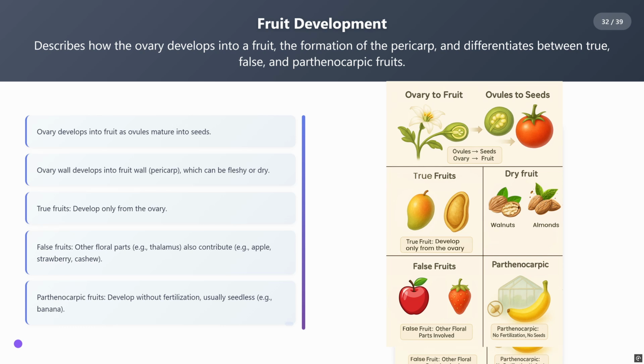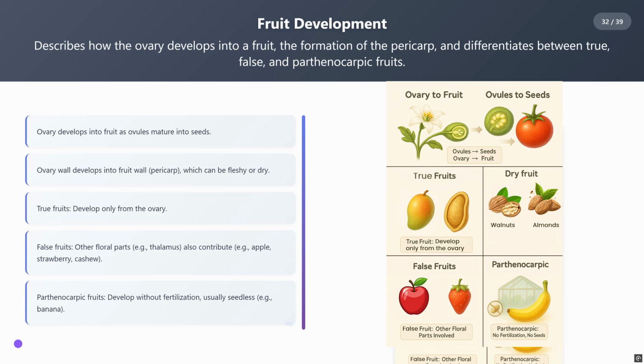Definitely. It's also worth noting the relationship between the ovary and the fruit. Generally, fruits that develop solely from the ovary are called true fruits. But in some plants, other floral parts like the thalamus, the base of the flower, also contribute significantly to the structure we eat as the fruit. Examples include apple, strawberry, and cashew. Yeah, we call these false fruits or accessory fruits. Apples and strawberries are false fruits. Interesting. Yes, the main fleshy part we eat in an apple is actually derived from the swollen thalamus, not the ovary wall.